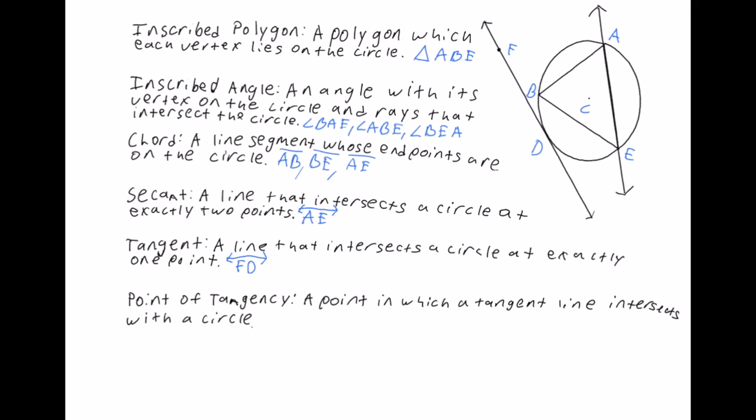And a point of tangency is a point in which a tangent line intersects with a circle. So the point of tangency here is right here, at D. And remember, points are just single letters. So, D.